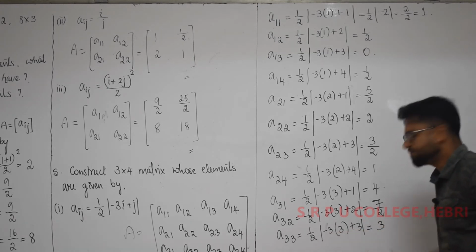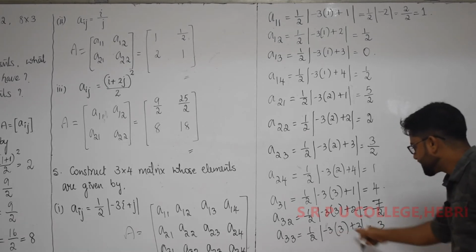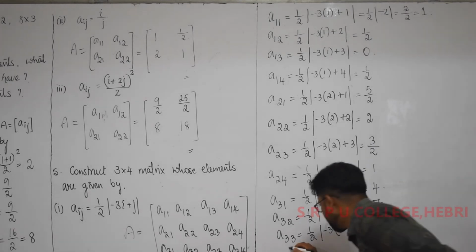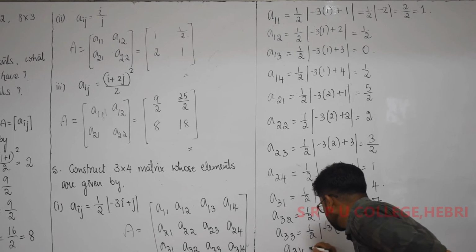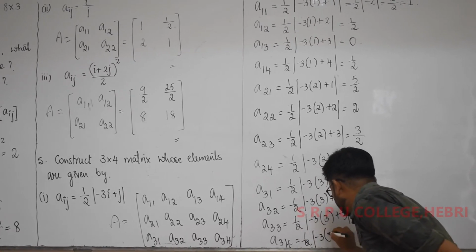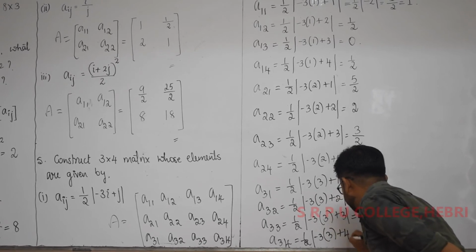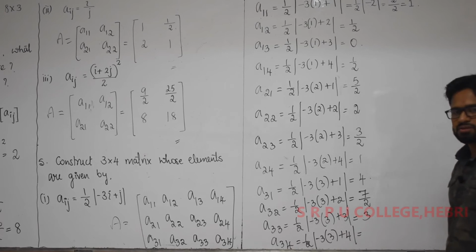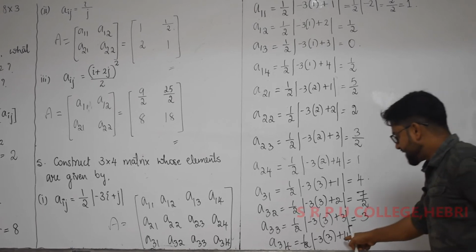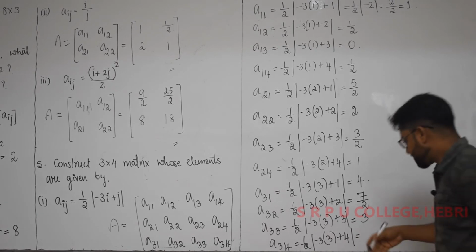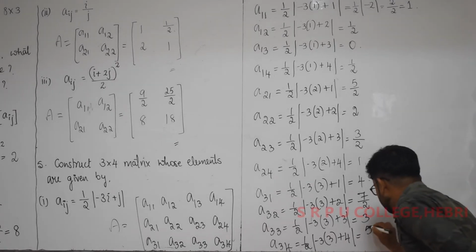6 by 2 is 3. Minus 9 plus 3 is minus 6, because of modulus, plus 6, 6 by 2 is 3. Okay. Last, A34: half into modulus of minus 3 into 3 plus 4. So that is equal to minus 9 plus 4, minus 5. Because of modulus it becomes plus 5, 5 by 2. Okay.